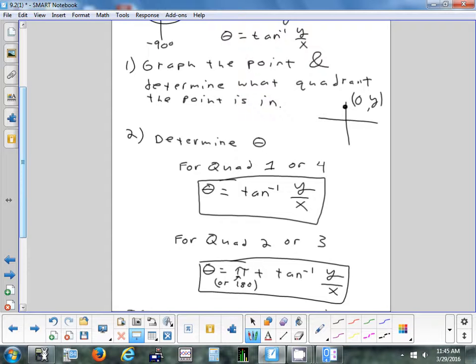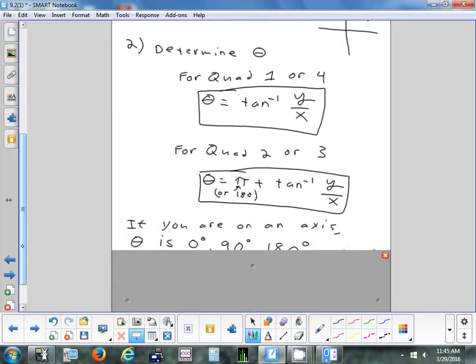Right, so the point is, if you're on an axis, you have to just know the angle. If you're on the positive x-axis, it's 0. Positive y-axis, 90. Negative x-axis is 180. Negative y-axis, 270. So together, now we can figure out the angle for any point, whether it's in a quadrant or on an axis. Okay? There's no other possible cases.